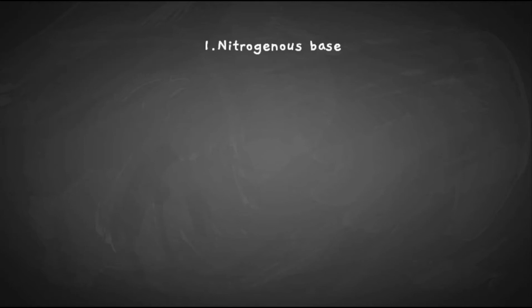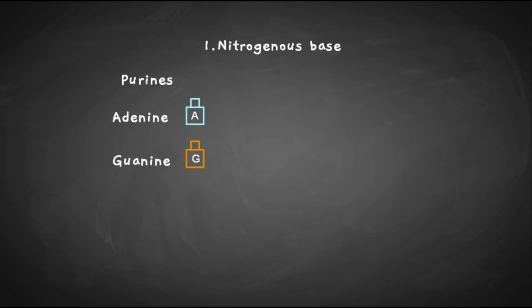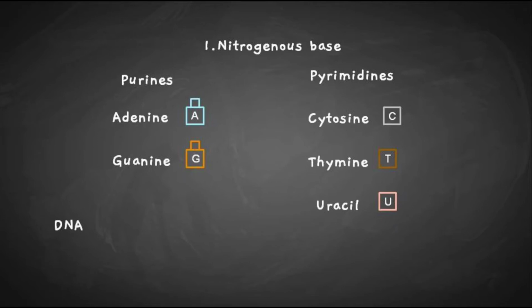Nitrogenous bases are of two types: purines like adenine and guanine, and pyrimidines like cytosine, thymine, and uracil. Purines are the same for both DNA and RNA. Out of the three pyrimidines, cytosine and thymine are present in DNA, whereas in RNA there is cytosine and, instead of thymine, it has uracil.